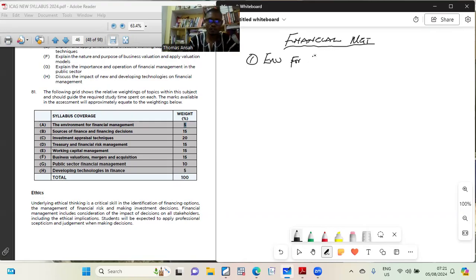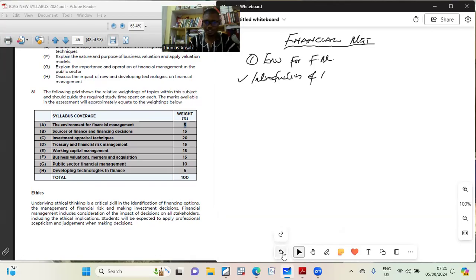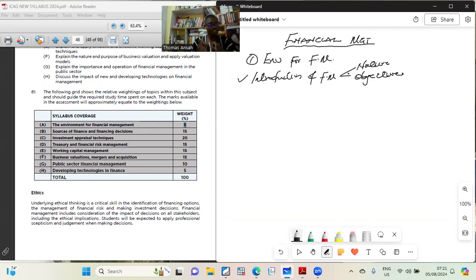Now, even though he says the environment of financial management, the kind of things that we are going to be discussing in there are plenty. We are going to start by introducing to you what financial management is: the nature and the objective of financial management. That is where everything starts. What is financial management at all? That is what we will be looking at, the nature and the objective.